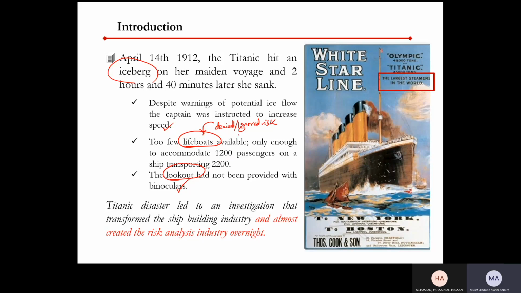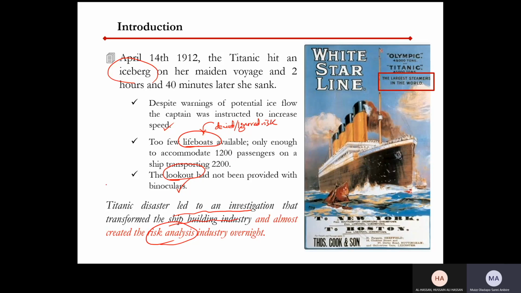like I said, they either denied the risk or ignored the risk, or they made it look very light. They didn't take it as seriously as it should be. So that was a poor evaluation of the risk. So once the Titanic happened, because it was a catastrophic disaster, this led to investigations that transformed the shipbuilding industry in terms of risks, right? And it also almost created the risk analysis industry overnight. It created more emphasis on risk analysis.